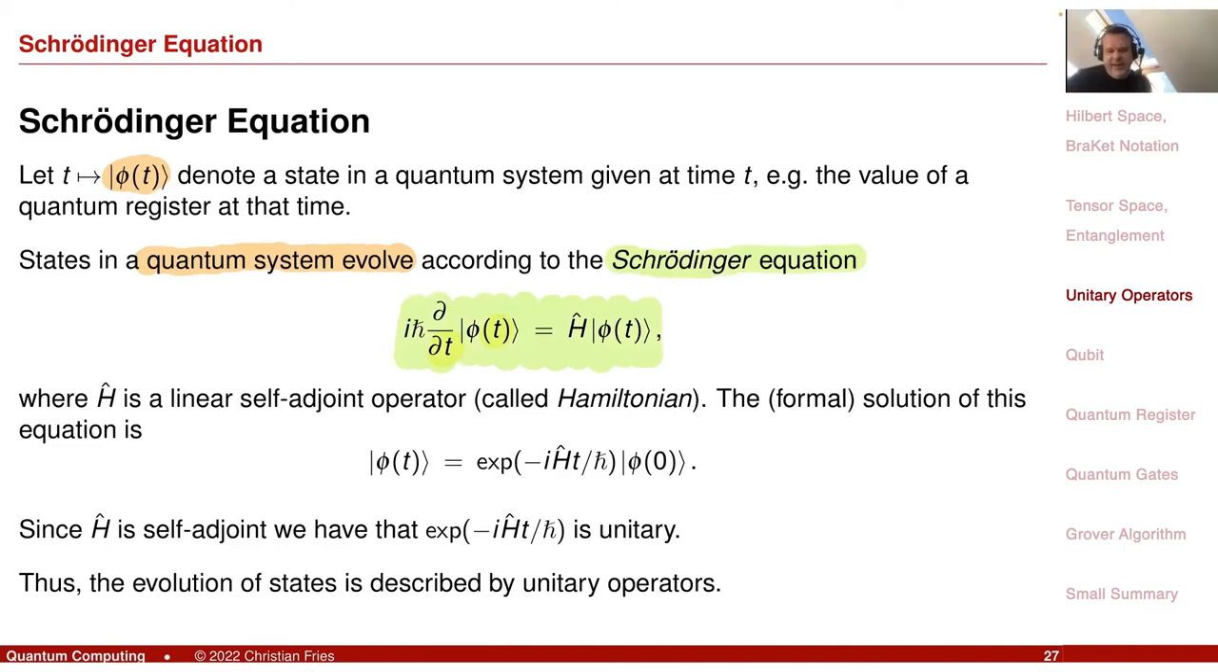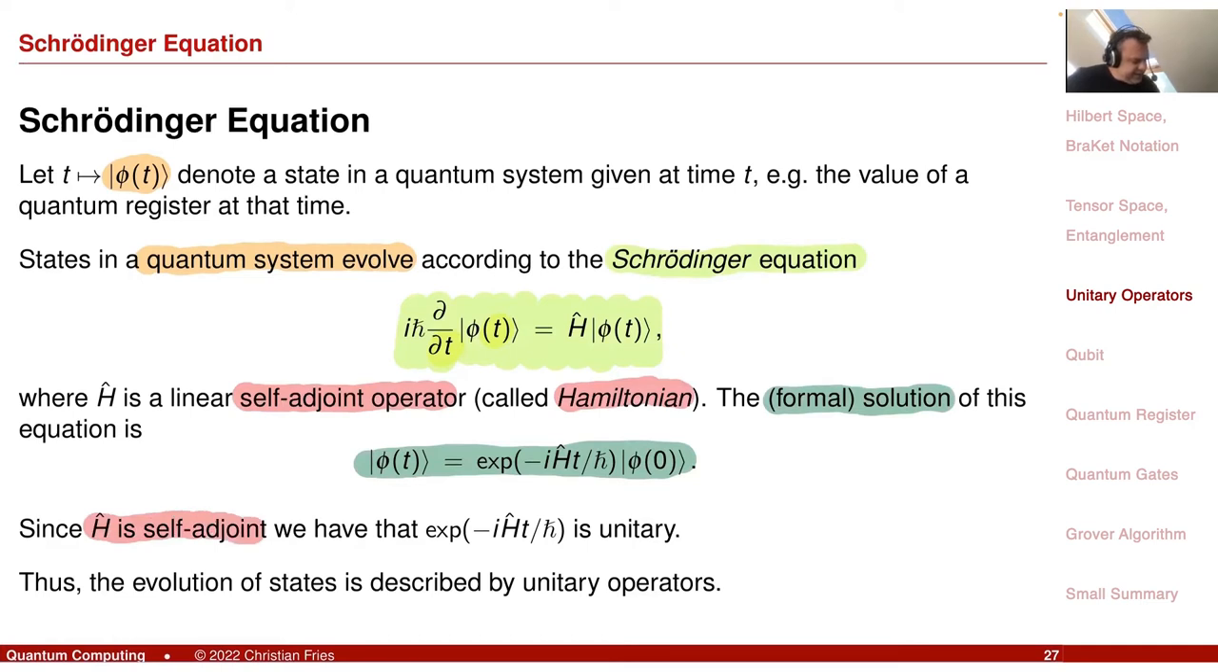So there is some operator H, H hat here, called the Hamiltonian. So the formal solution of this equation is just that this phi here is exponential minus i Hamiltonian times t divided by h bar times the initial state. So this is how my state evolves in this system. And the Hamiltonian is a self-adjoint operator. And if H hat is self-adjoint, this means that the exponential that is here in front of the initial state is a unitary operator. So you see that in the physical system, states transform into new states by unitary operators.